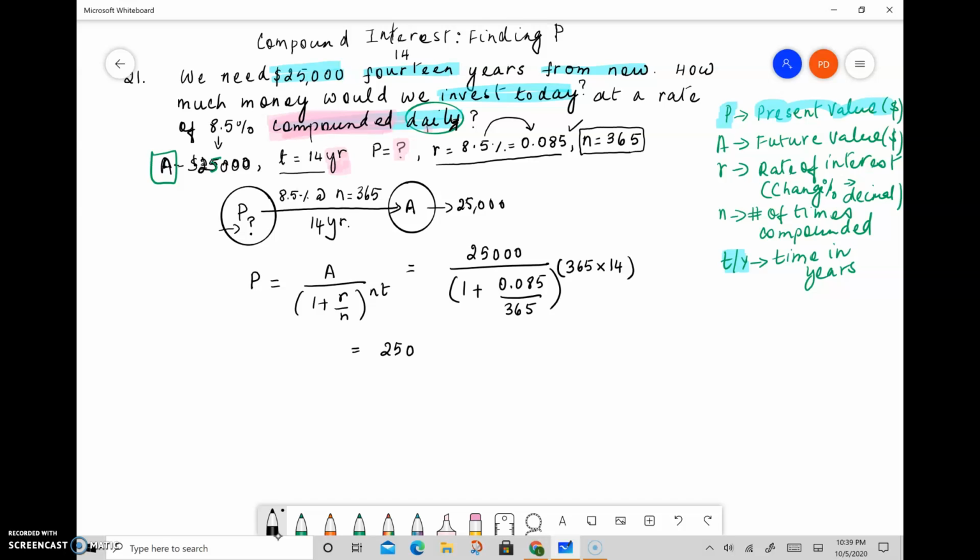Now, we're going to enter all this into the calculator. This is exactly how you're going to enter it, just the way you see it. 25,000 divided by, open parentheses, 1 plus 0.085 divided by 365, close parentheses, to the, open parentheses, 365 times 14, close parentheses. When we enter all this into the calculator, we get 7,606.59.